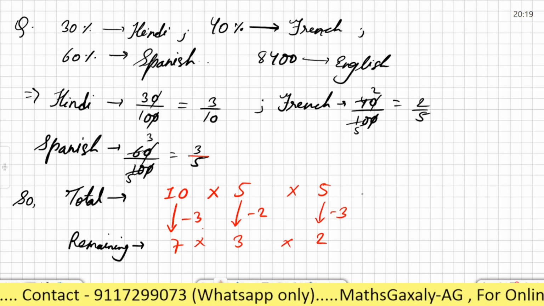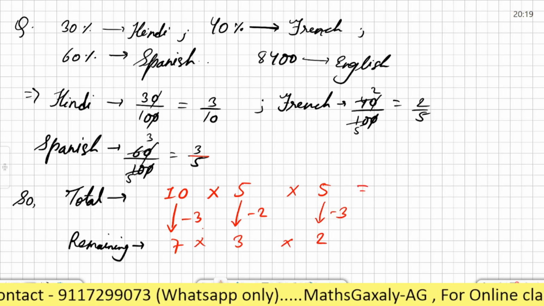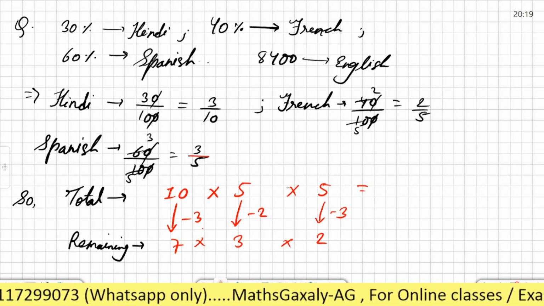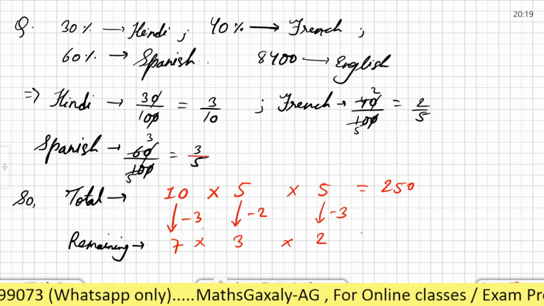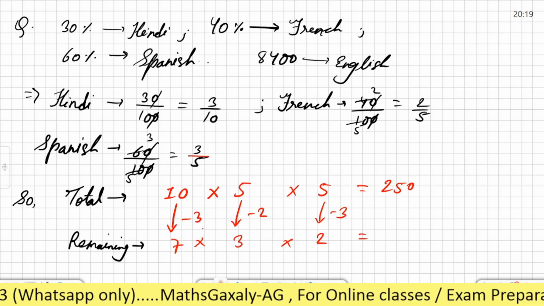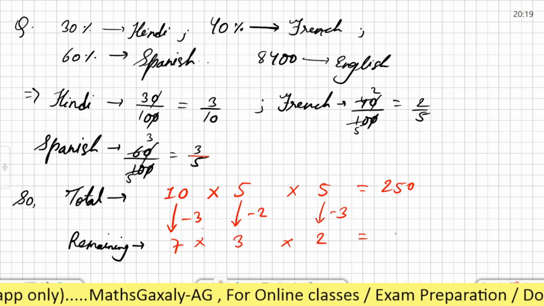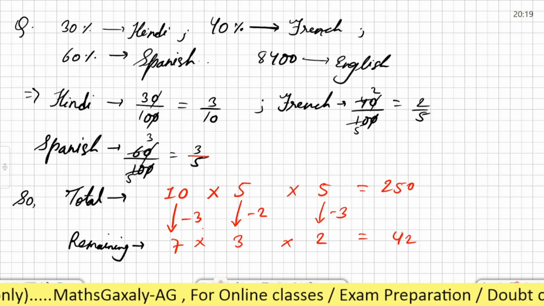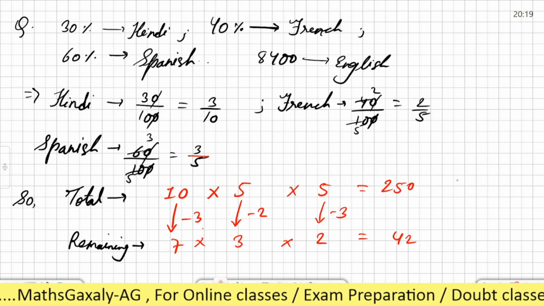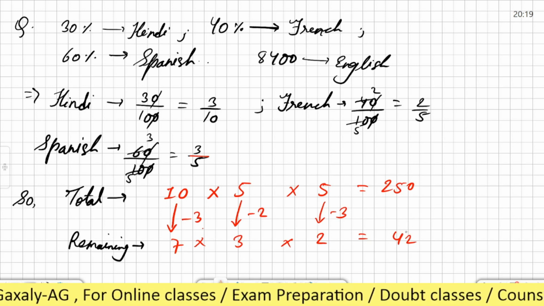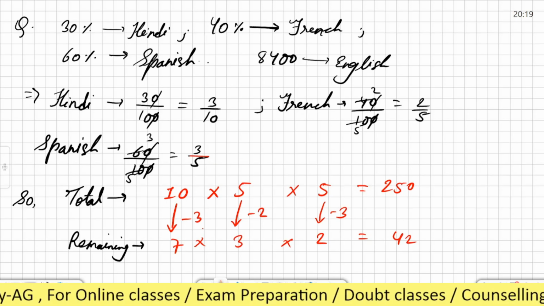Now we have to multiply it. So 5 fives are 25, into 10, 250. And here 7 into 3 into 2, that is 42. Is it clear? 42 is the remaining book.